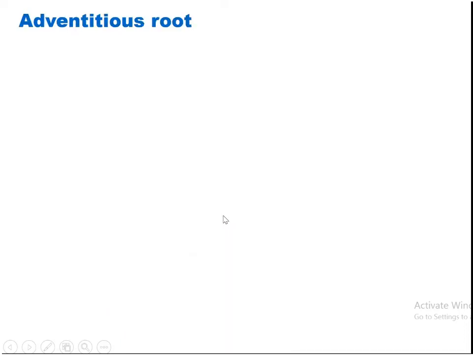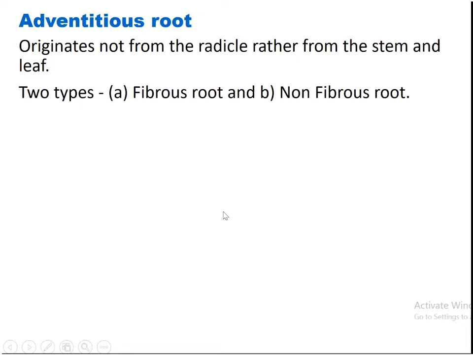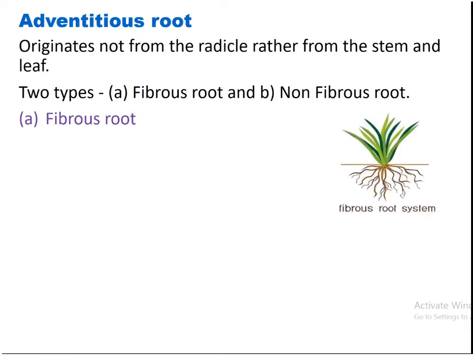Okay, now let's talk about the adventitious root. Adventitious roots originate not from the radicle, but from the stem or the leaf. There are two types of adventitious roots: the fibrous root and the non-fibrous root. Fibrous roots may grow when the radicle is lost. See, there is no radicle. When the radicle is lost, these fibrous roots grow out from the stem or from the leaf.